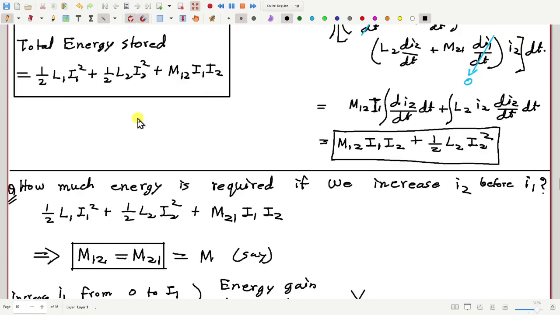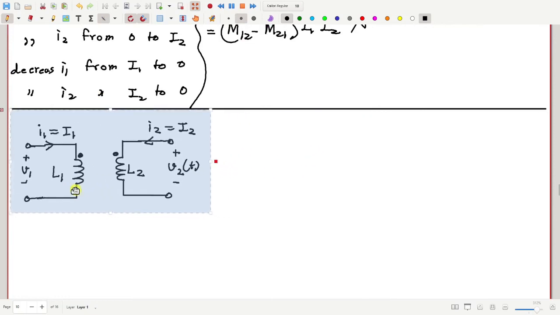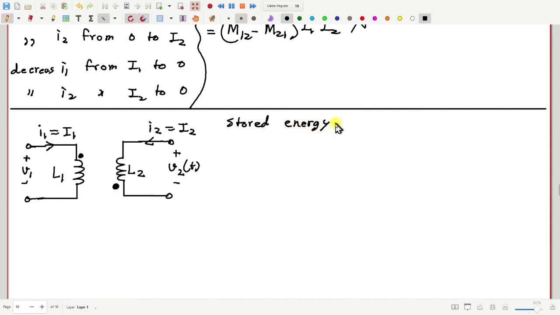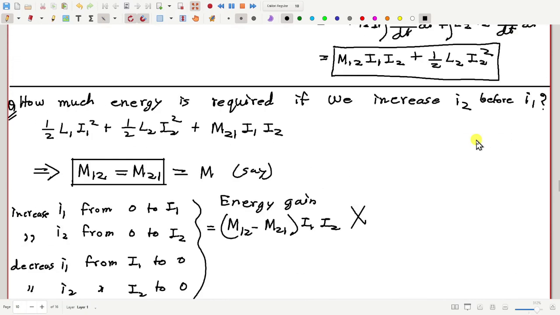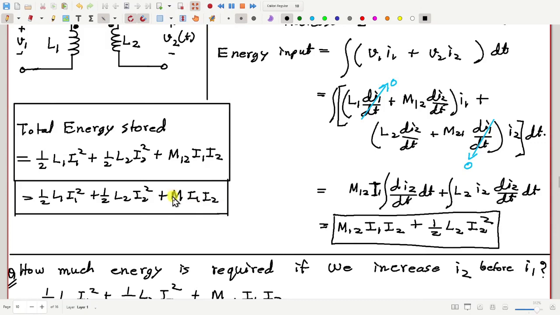Now, one more thing. If I just copy this diagram and paste it, suppose I change the dot positions. Then how much is the stored energy? It will become half L1 I1 square plus half L2 I2 square minus M I1 I2. Previously it was half L1 I1 square plus half L2 I2 square plus M I1 I2, because M12 is the same as M21, which is the same as M.